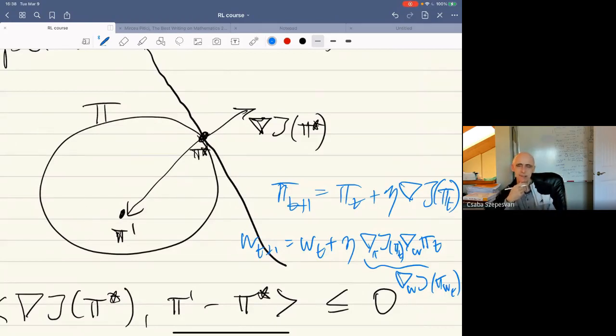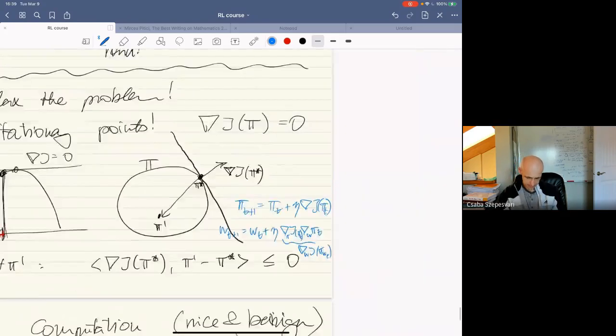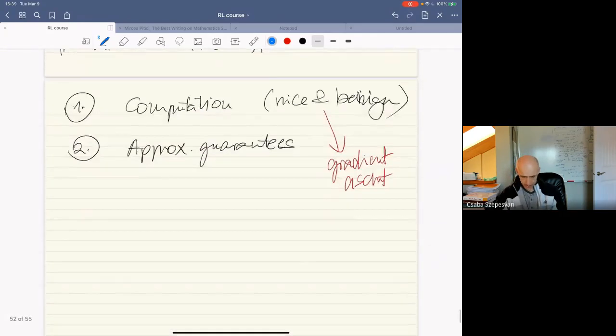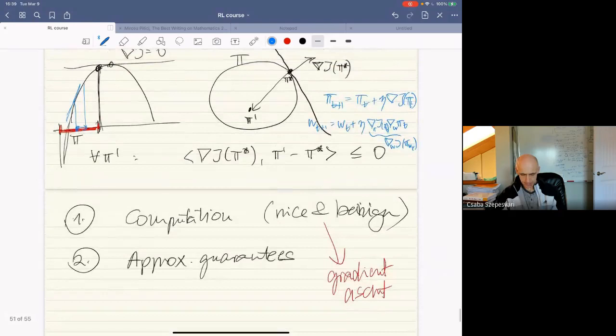Which raises questions about, okay, is it going to matter how we choose this parametrization? How to choose the step sizes? Can we make this gradient idea work?